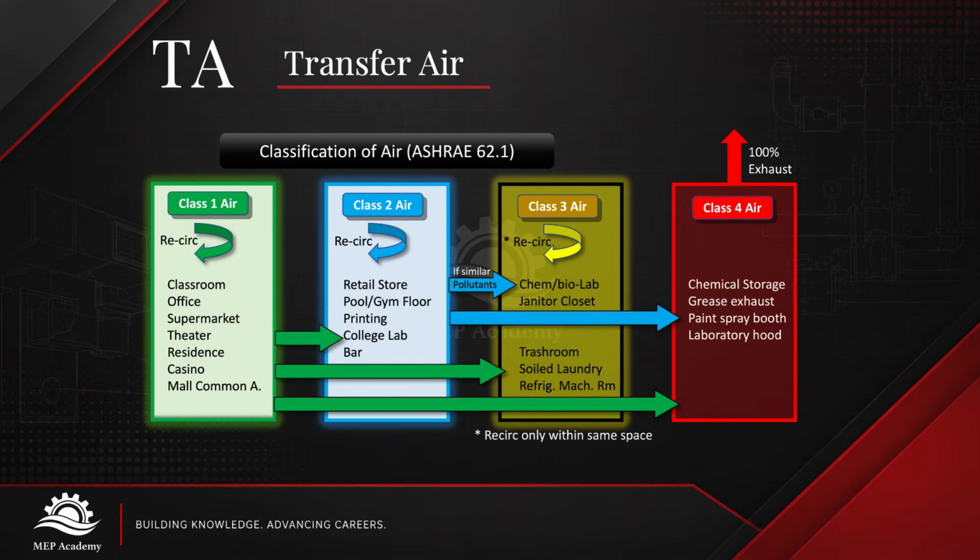Number 15. TA, Transfer Air. Transfer air moves from one room or space to another without first returning to the HVAC equipment. It may pass through door undercuts, transfer grills, or transfer ducts to help maintain proper airflow and room pressure relationships.